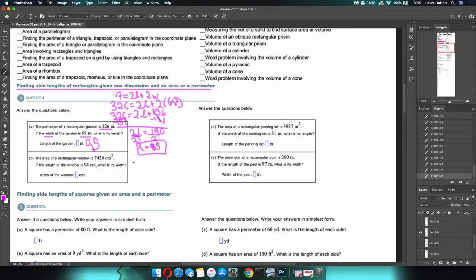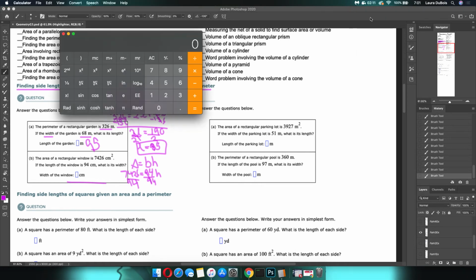And then over here, area is going to be base times height. We want to get used to that now instead of length times width because of later. So base times height, we are told that our base is 94, and what is the height? And the area they gave us is 7426. So 7426 divided by 94, and whatever that answer is going to be our final answer.